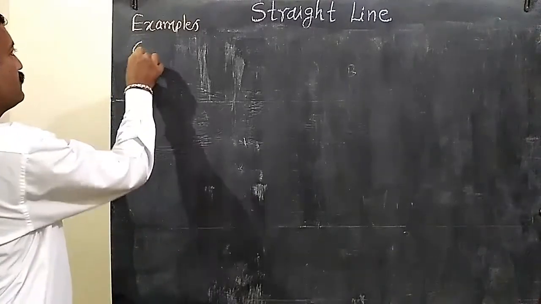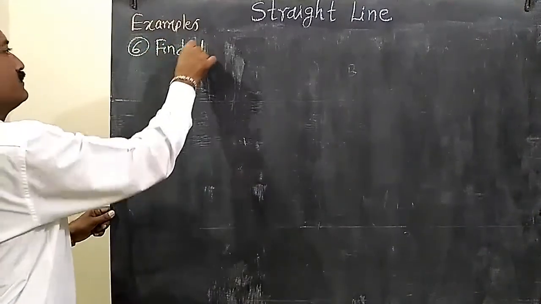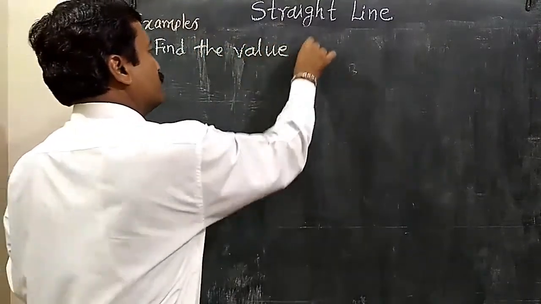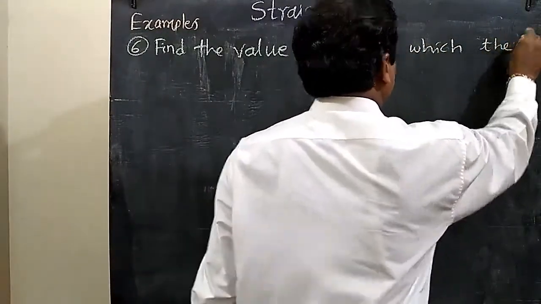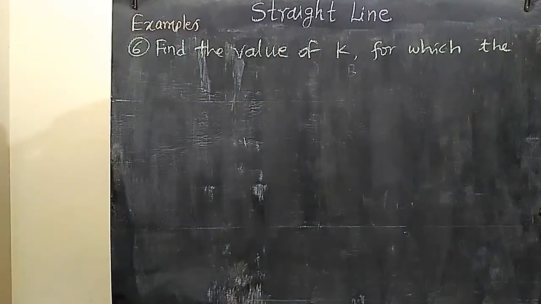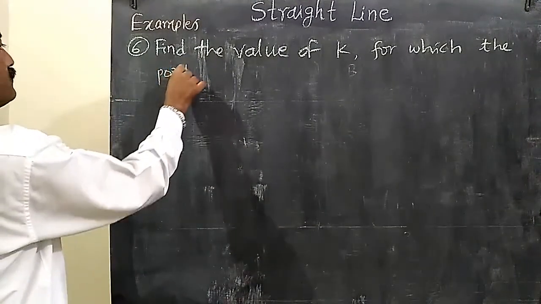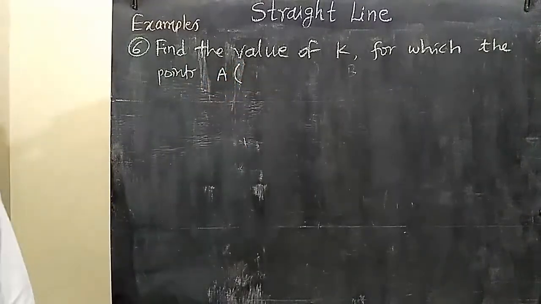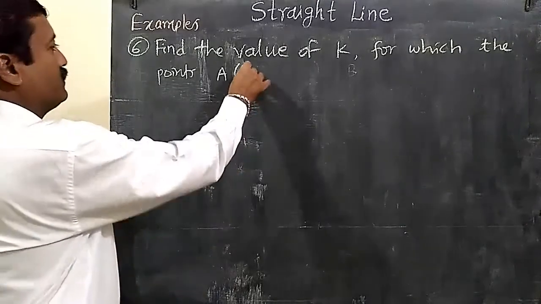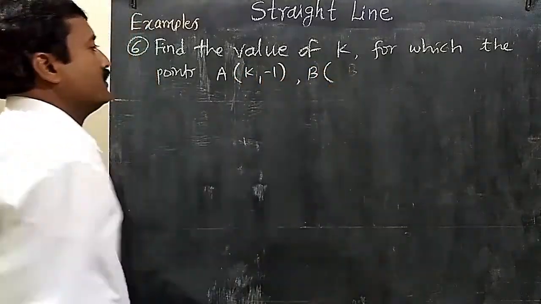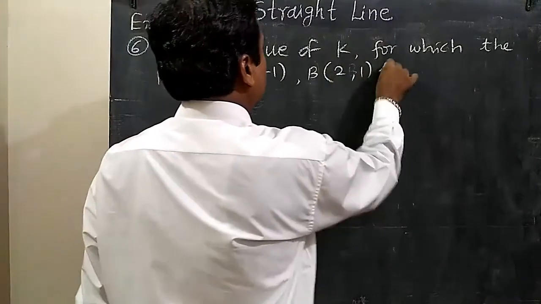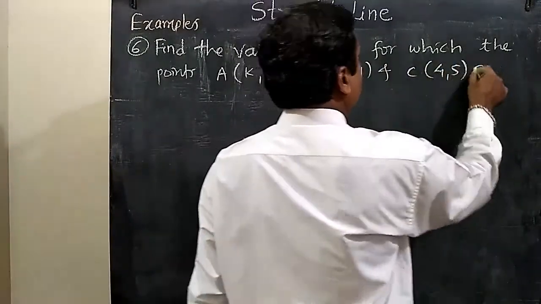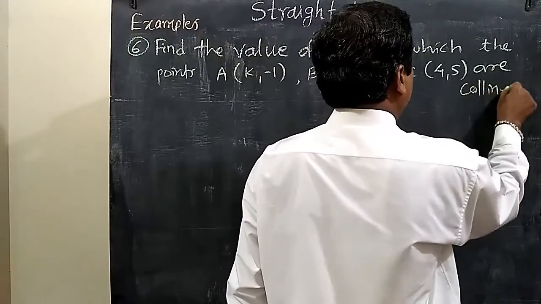Find the value of k for which the points A (k, -1), point B (2, 1) and C (4, 5) are collinear.